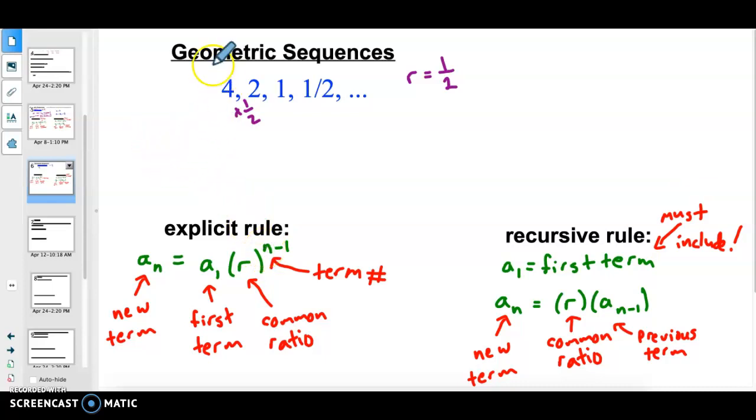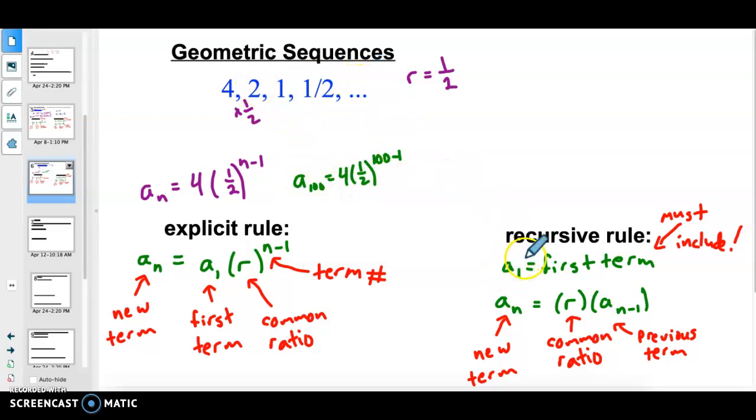So the explicit rule for this geometric sequence would look like a_n equals a_1 is 4, because that's the first term. Then the common ratio is 1/2, and then you're just raising the 1/2 to the n minus 1. If you wanted, for example, the 100th term, it would look like a_100 equals 4 times 1/2 to the 100 minus 1. And then if you type this into your calculator, it would tell you the 100th term in this sequence.